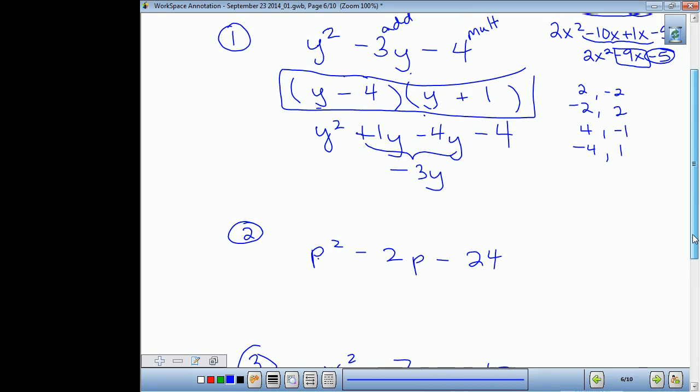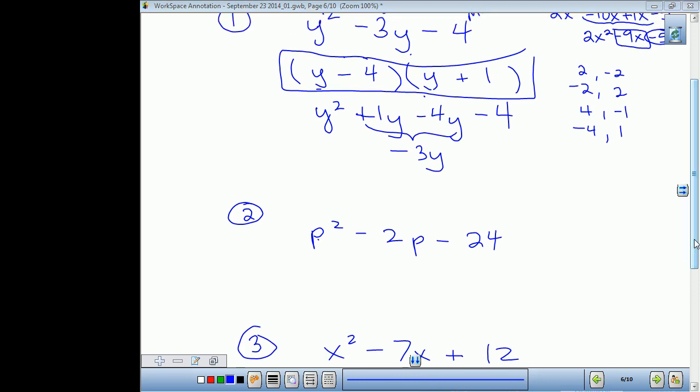Alright, I have another example. We have 4 examples to do, and then I'm going to answer questions. Okay, example 2. So we just saw that when the leading coefficient is the understood 1, we're asking ourselves, what can I multiply to get negative 24 that I can add to get negative 2? So you have to think about your factors of 24. You're not writing these down, but in your head you're going, okay, 1 and 24, 2 and 12, 3 and 8, 4 and 6. Well, I know they have to be opposite signs because I'm multiplying to get a negative.